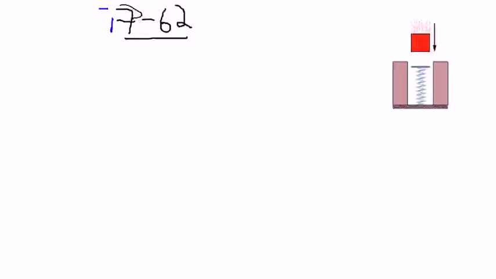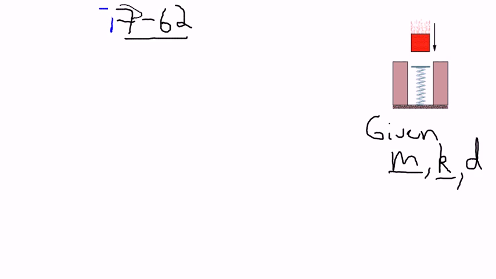As we look at this, let's observe what the problem gives us and what we're asked for. The things that are given to us in the problem statement is we're told what the mass of the block is, we're told what the spring constant k is, and we're also told what the distance it compresses down is. I'll give that the variable d for now.